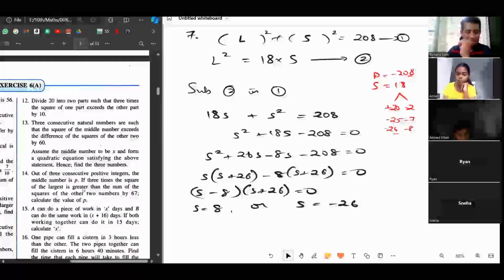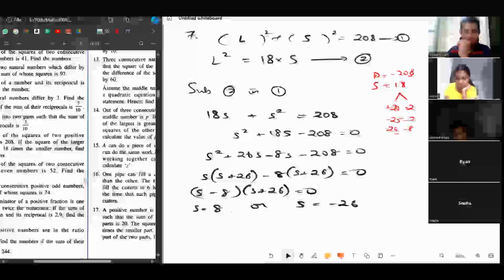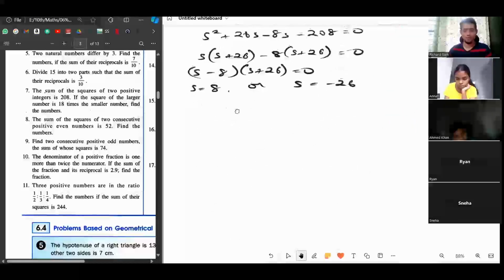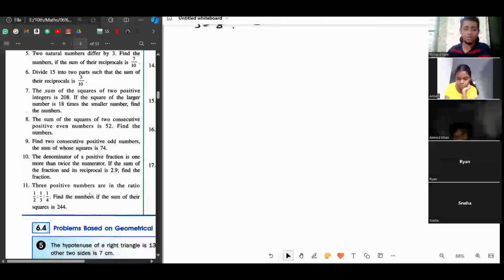Yes, 11th one in your book. 11th one here. Okay. 3 positive numbers are in the ratio 1 upon 2 is to 1 upon 3 is to 1 upon 4. Find the numbers if the sum of their squares is 244.